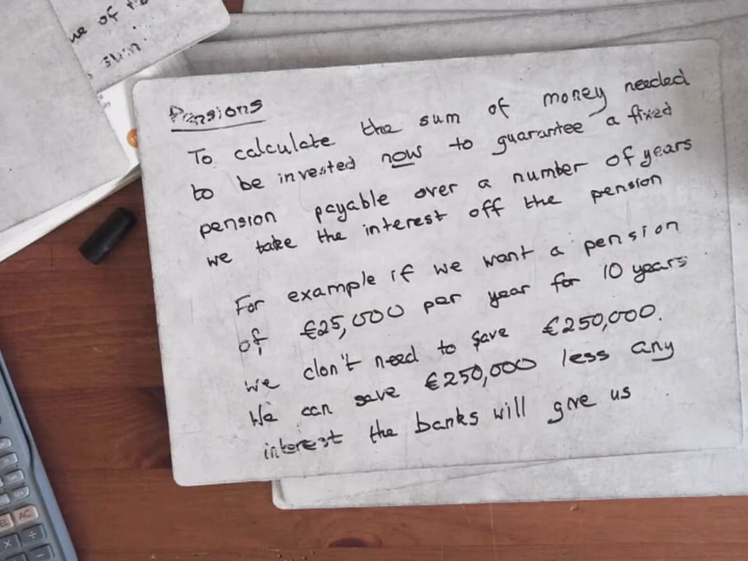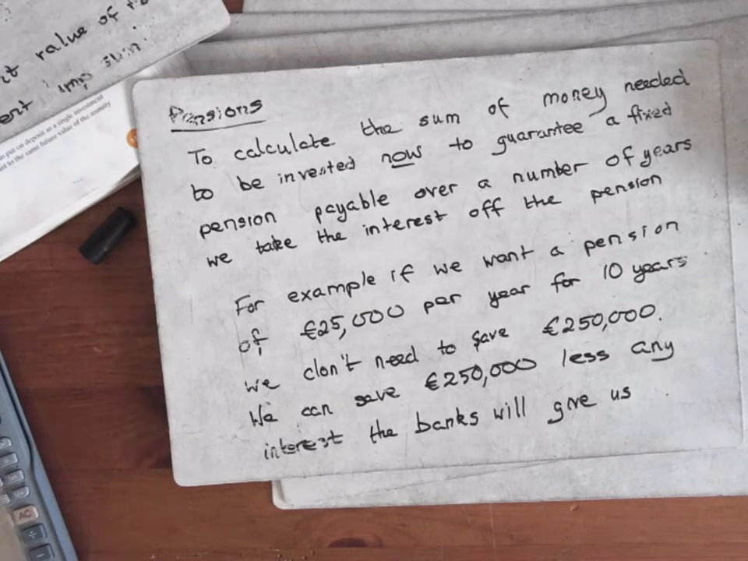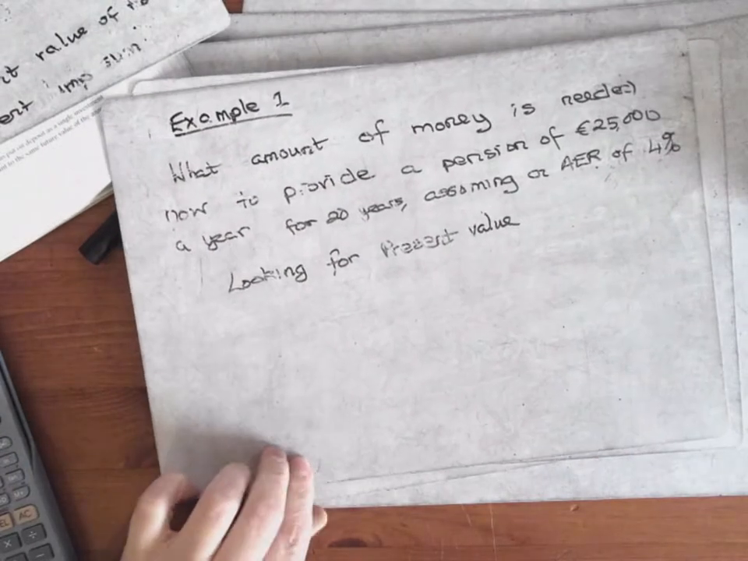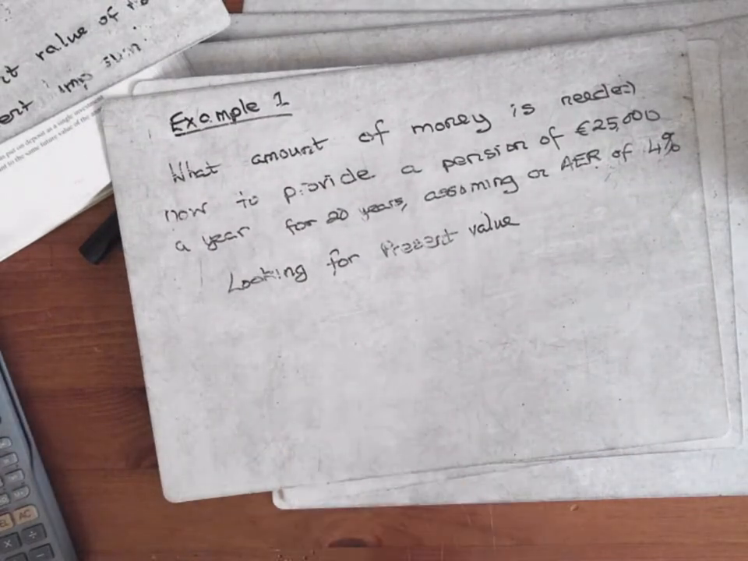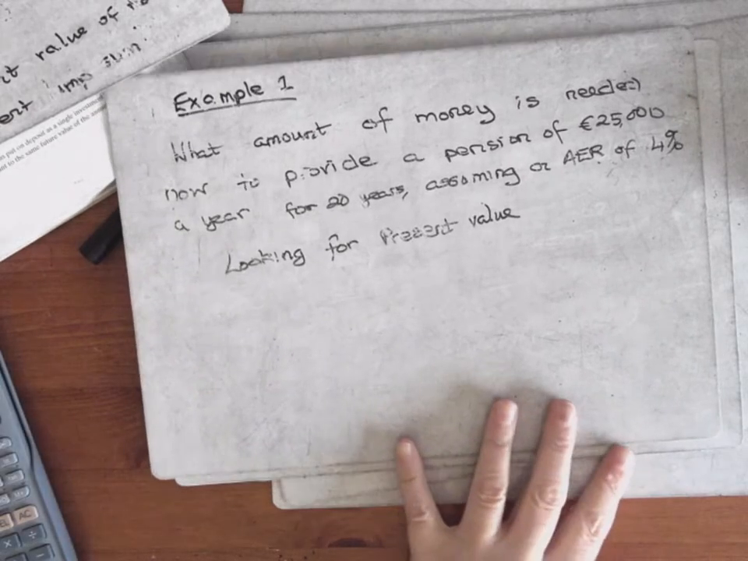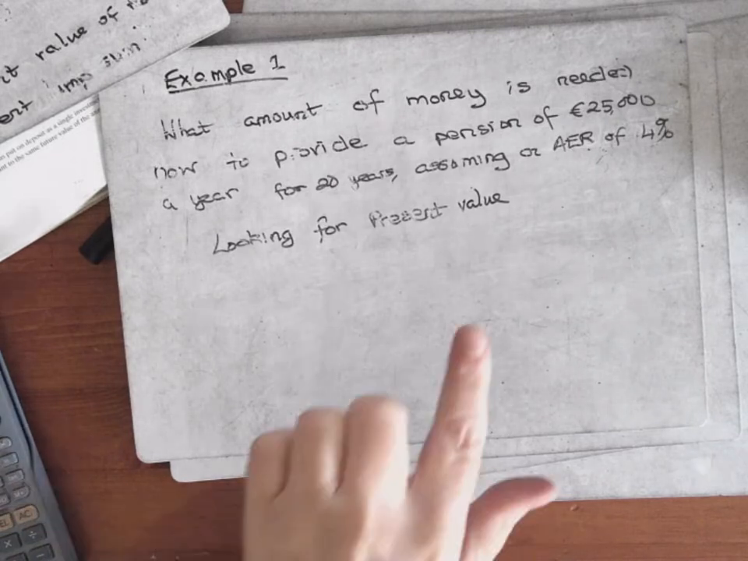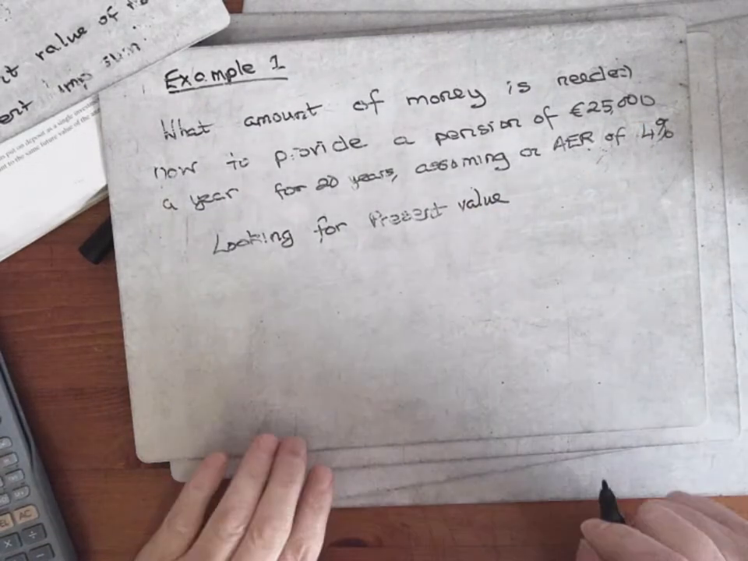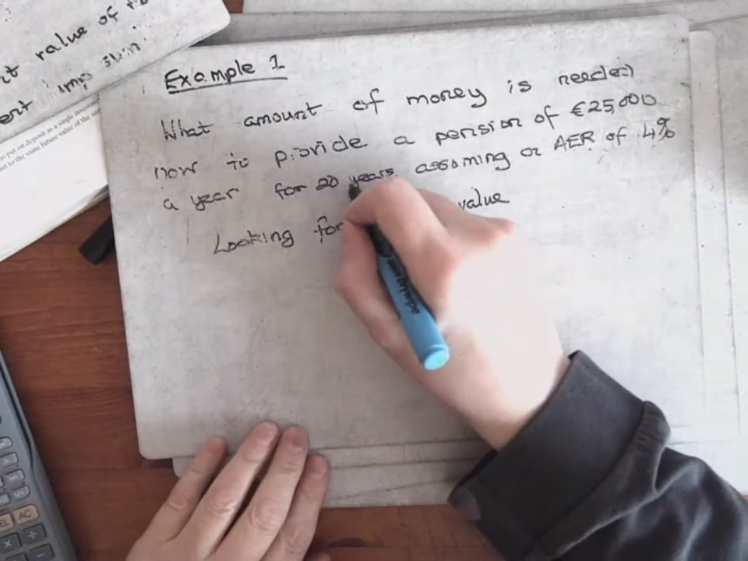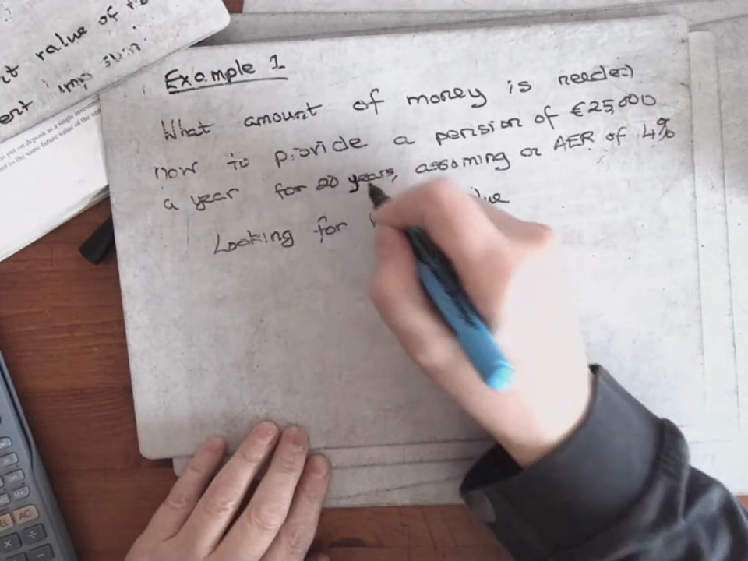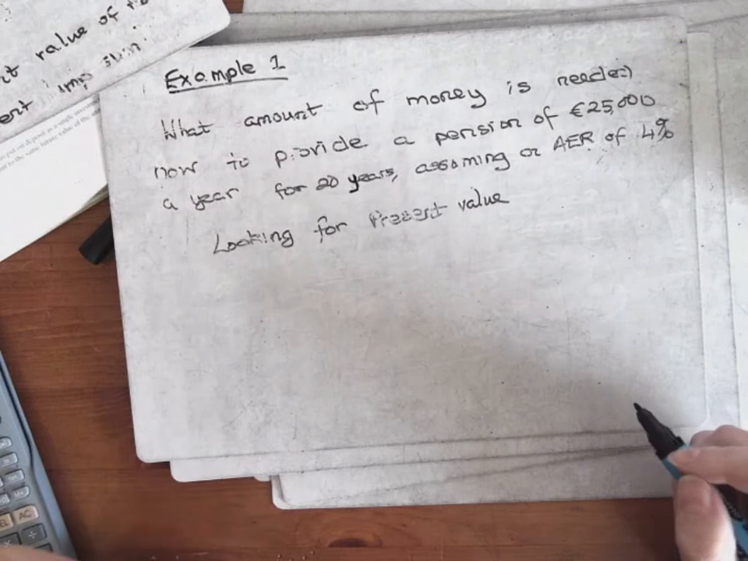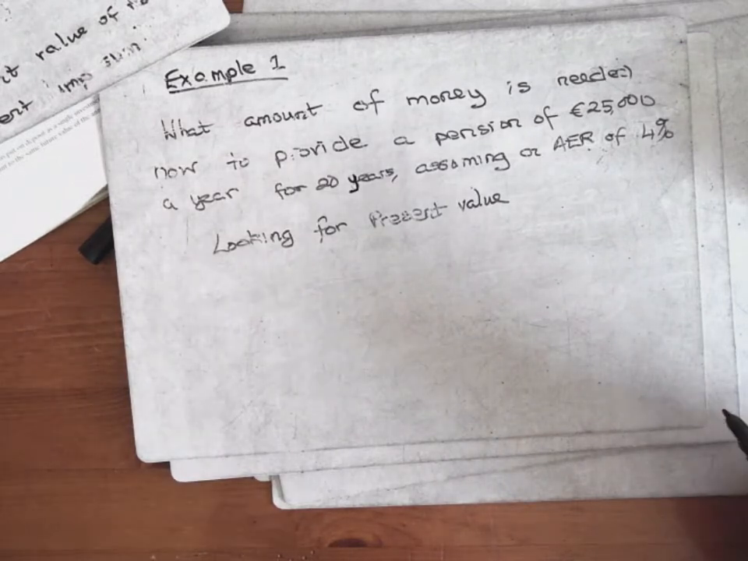Okay, so I'm going to go straight to an example to try and explain it. Girls, what we're doing here now is we're not talking about saving for our pension. We're talking about when we've got to the age of 65, we've got so much money in an account, and we want to know how much money I need to have in that account in order to get a pension of 25,000 a year for 20 years. So we're not talking about saving for the pension.